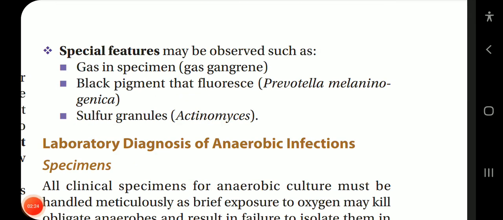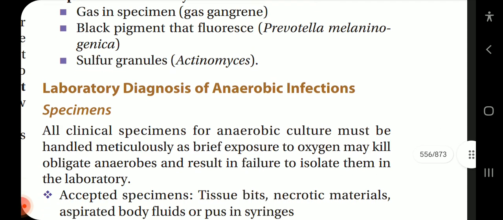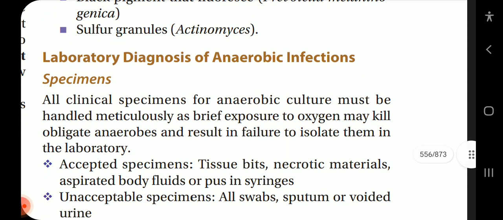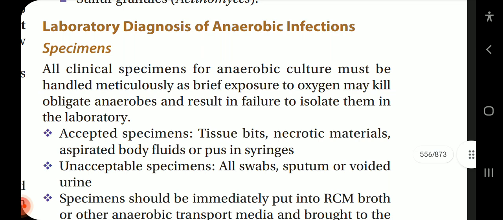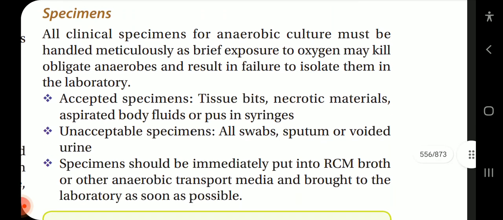Special features may be observed such as gas in specimen, gas gangrene, black metal pigment that fluoresces, Prevotella melaninogenica, and sulfur granules, Actinomyces. Lab diagnosis of anaerobic infections. A clinical specimen for anaerobic culture must be handled meticulously, as brief exposure to oxygen may kill obligate anaerobes and result in failure to isolate them in the laboratory.